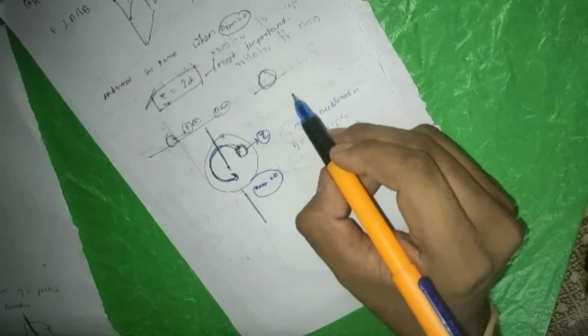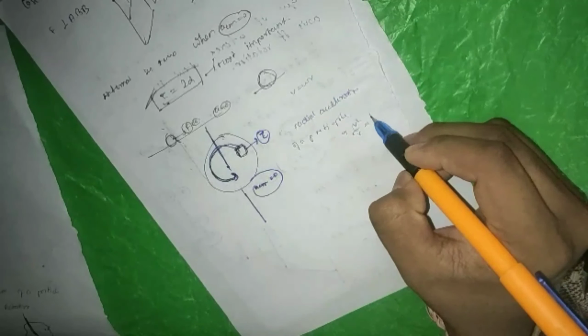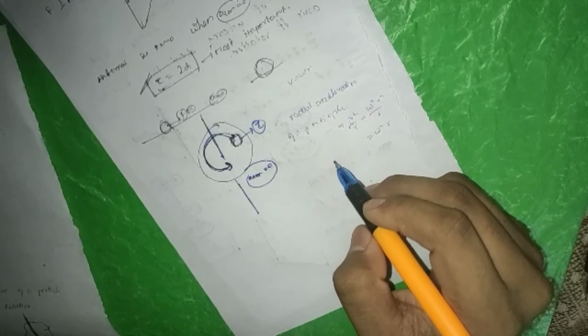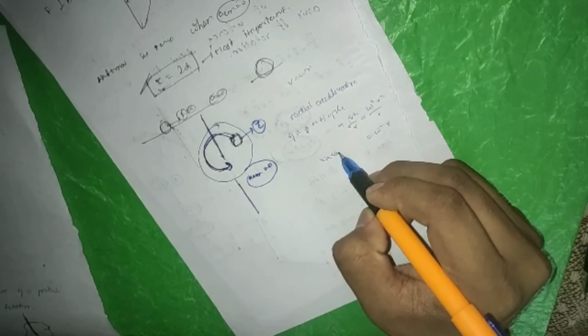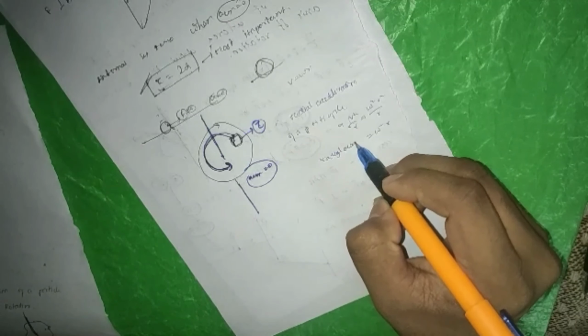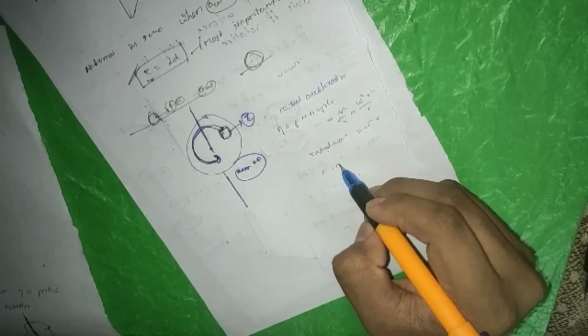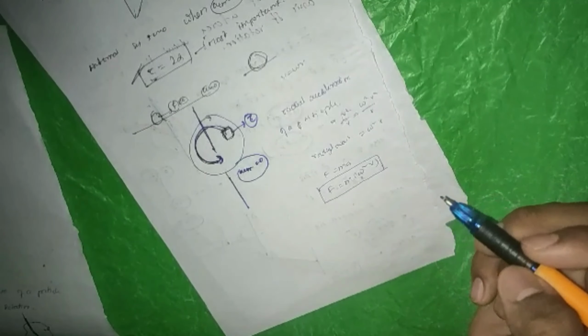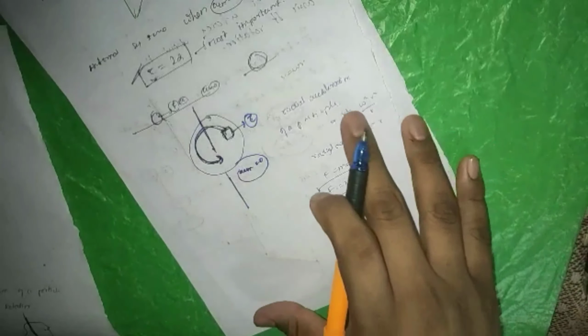Again, we know v is equal to omega r, so v square by r is omega square r square by r, and omega square r is the radial acceleration. And again we know force is equal to ma, then force is equal to m into omega square r. This is the most important relation in finding out time period in most of the cases in laws of motion also.